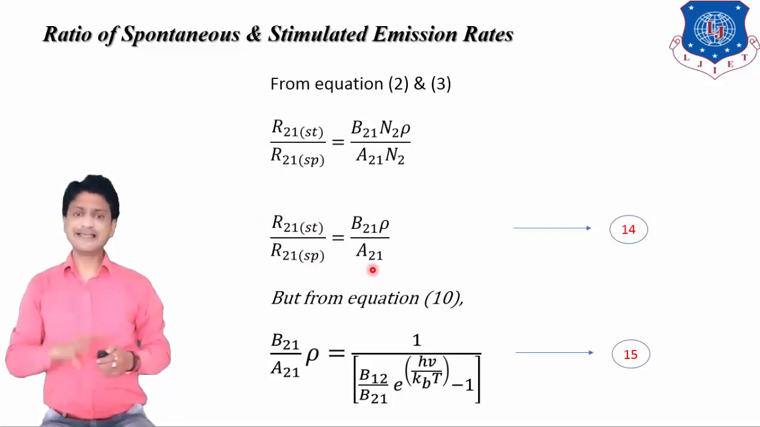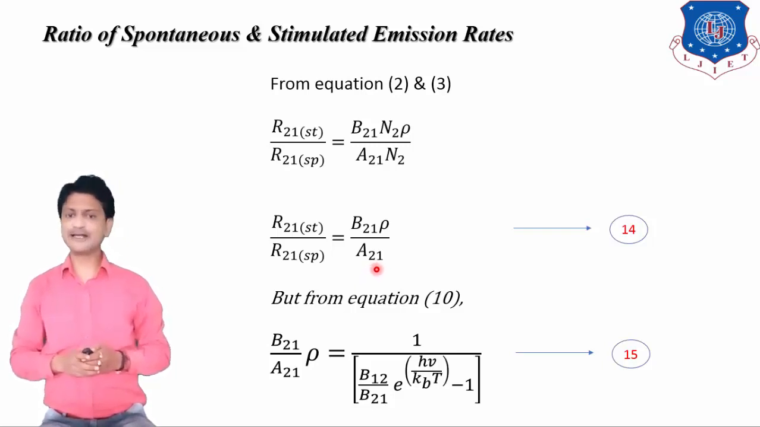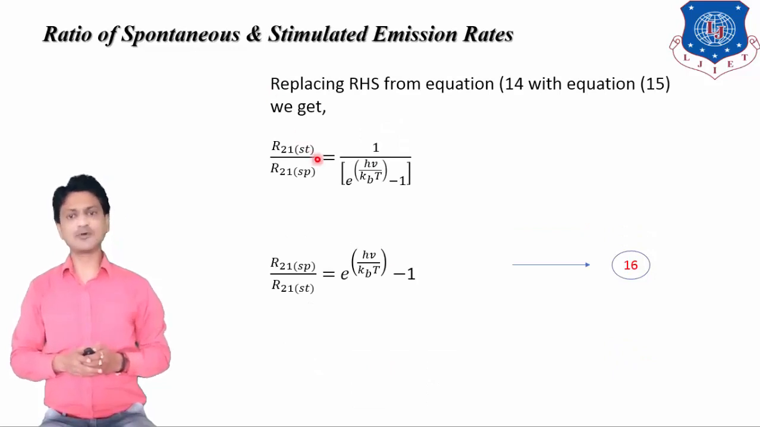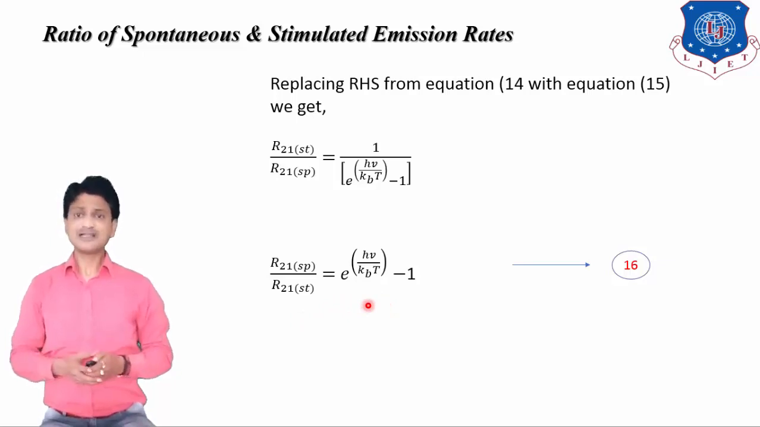Now we have the equation in Einstein theory that B21 upon A21 into rho is equal to 1 upon (B12 upon B21) into e raised to hν upon kT minus 1. So replacing the right hand side of that equation, we get R21 stimulated emission upon R21 spontaneous emission equals 1 upon e raised to hν upon kT minus 1. So finally we have R21 spontaneous upon R21 stimulated emission equals e raised to hν upon kT minus 1. This is the ratio of the rate of spontaneous emission to the rate of stimulated emission.